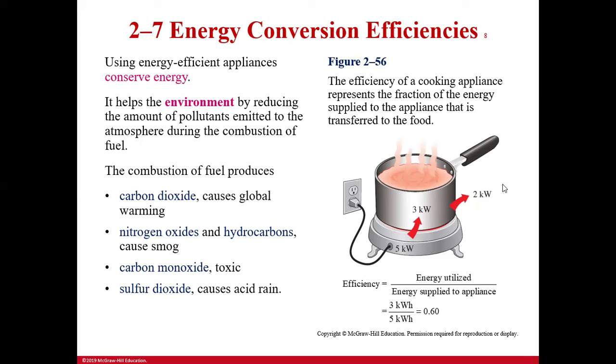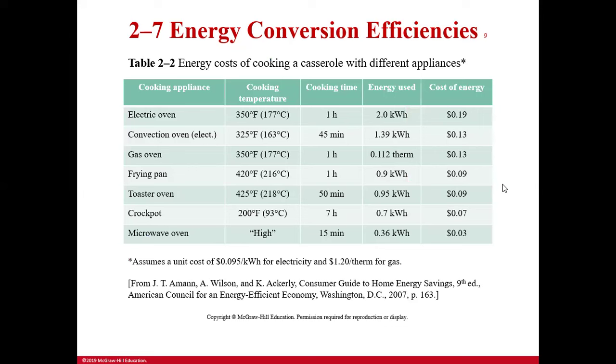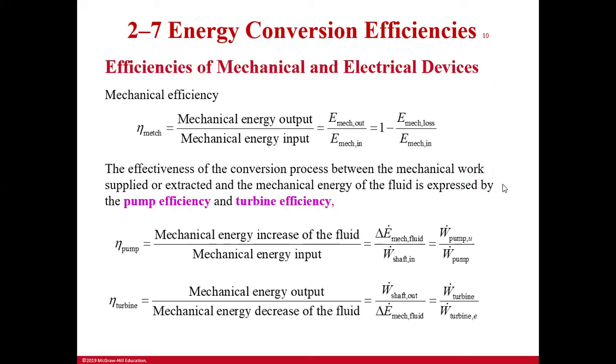The efficiency of a cooking appliance represents the fraction of energy supplied to the appliance that is transferred to the fluid. So out of 5 kilowatt supplied by the electrical heater, only 3 kilowatt is utilized. So efficiency is 60%, and then it loses 2 kilowatt. Energy cost of cooking with different appliances.